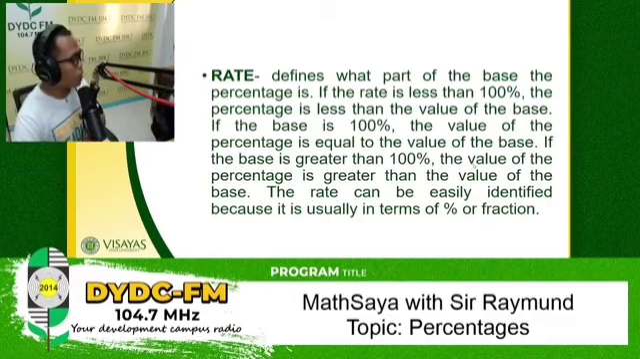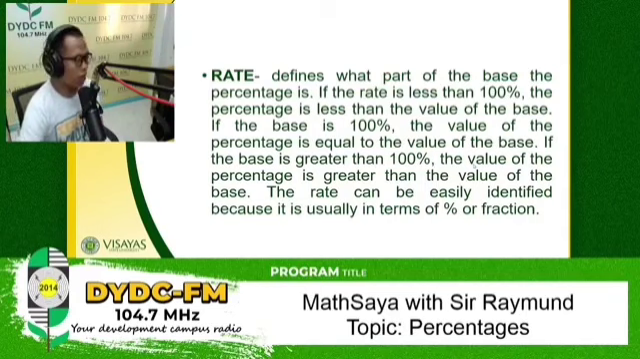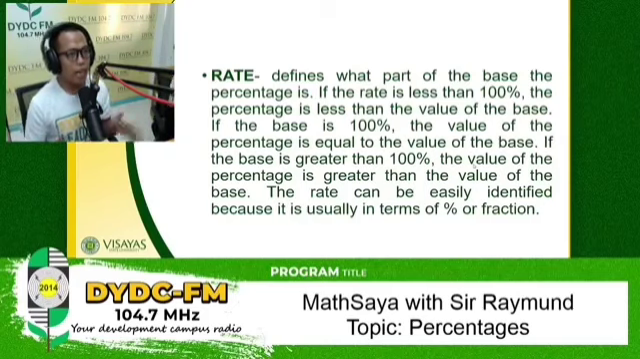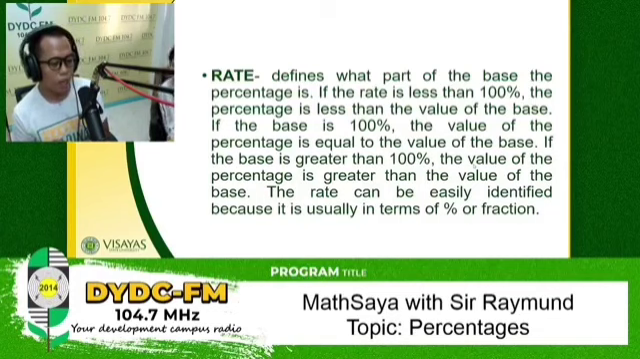So rate defines what part of the base, okay? What part of the base the percentage is, and if the rate is less than 100%, the percentage is less than the value of the base. Okay? If the rate is 100%, the value of the percentage is equal to the value of the base. So let's say for example, 10% of 100. So we will expect that the 10% of 100 should be lesser than 100. Okay?